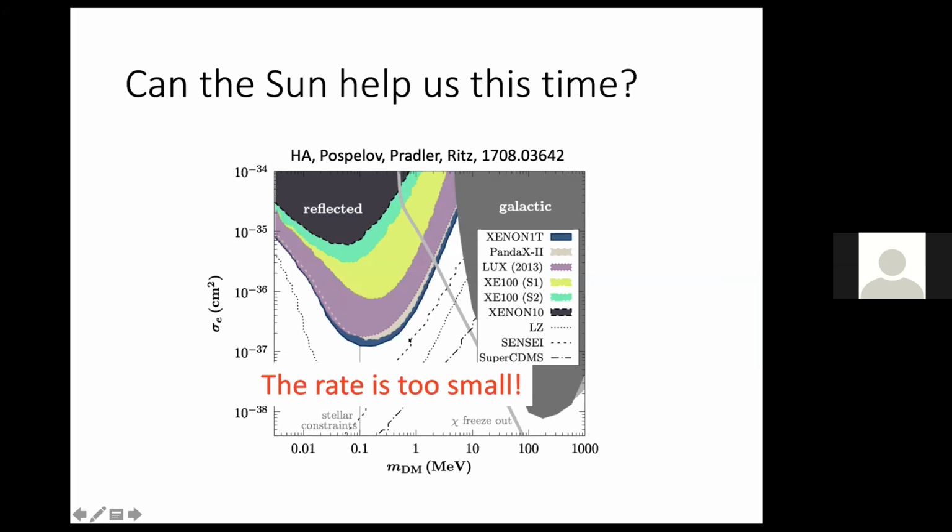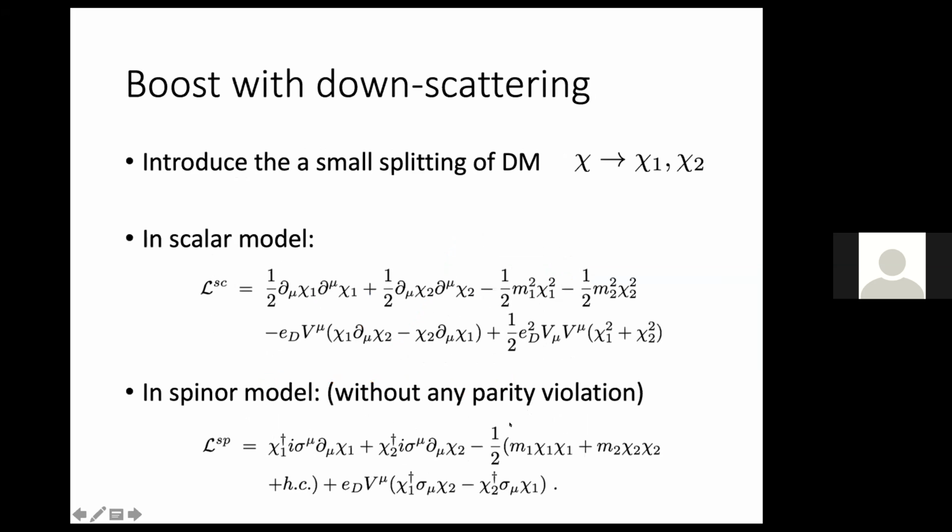But if we use the Sun to boost the dark matter, there's a penalty factor of about 10 to the minus 5 due to the large distance between the Earth and the Sun. So it doesn't work, because the rate is too small. Then we got this idea: we cannot boost the signal using any of these external sources, so what about an internal source?